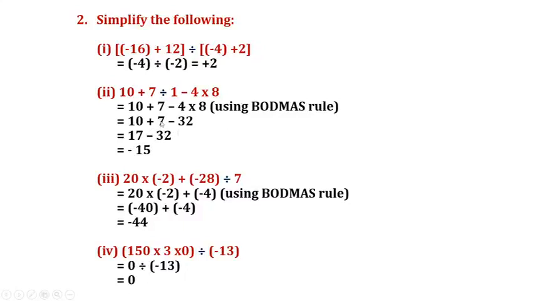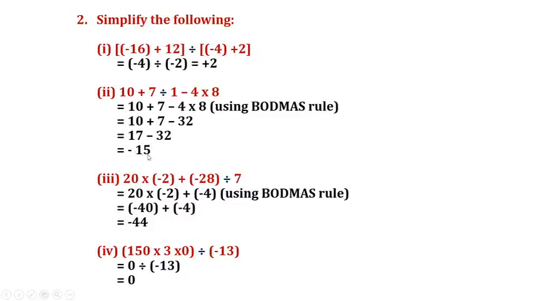Next, what will be the next operation here? Addition. So 10 plus 7 is 17, because plus is in between 10 and 7, which is 17 minus 32. Now the last one is subtraction. So 32 minus 17 is 15, and put the sign which is in front of the bigger number, which is minus. So minus 15. So this is minus 15.